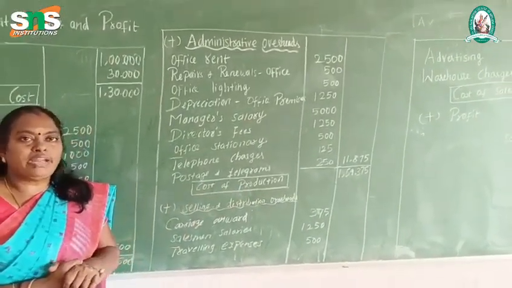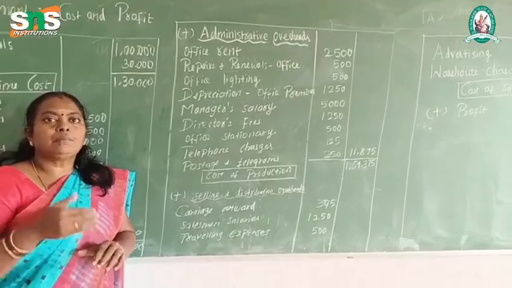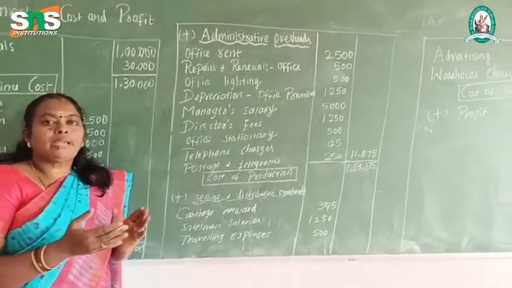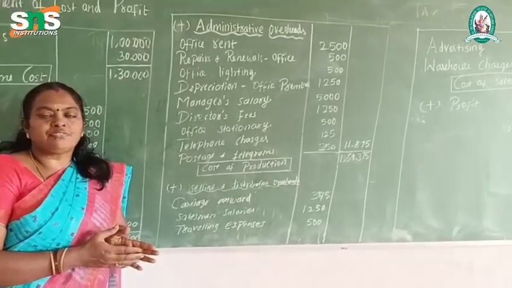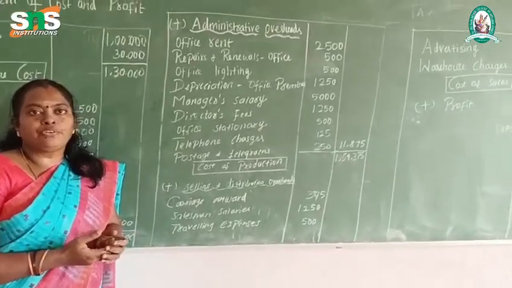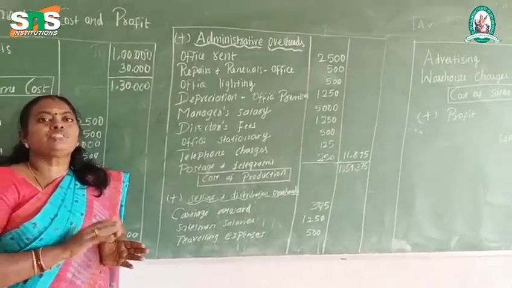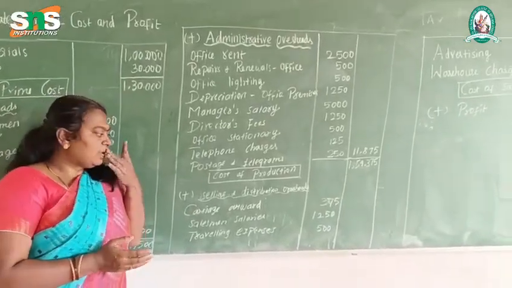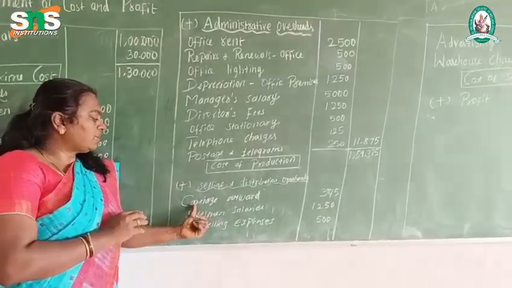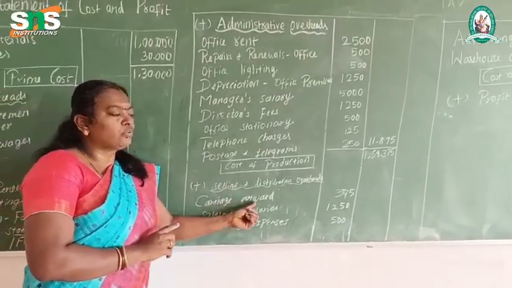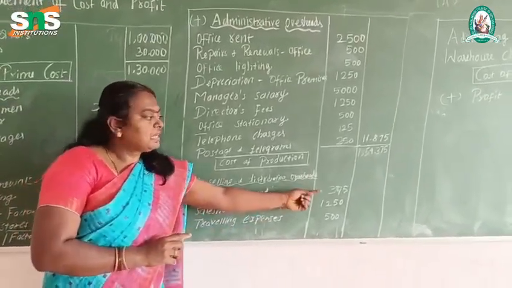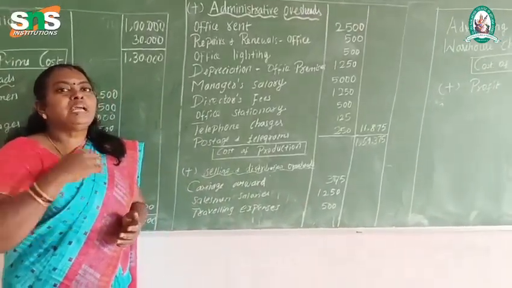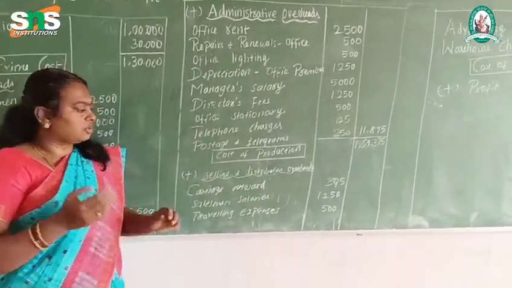Selling and distribution overheads are the expenses incurred by the company whenever they are selling their products. We are not able to dump our products in our company itself because we are not able to get the profit. So after producing our product, we have to sell our products to the consumers. For that, the first expense is carriage outward. So carriage outward rupees 375. Carriage outward means the product should be taken out from the factory to the consumer.